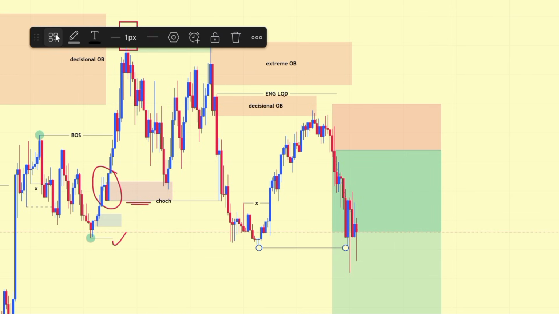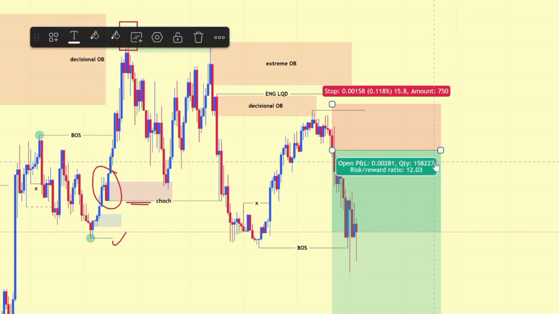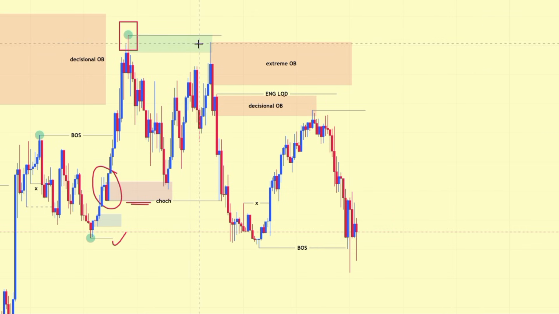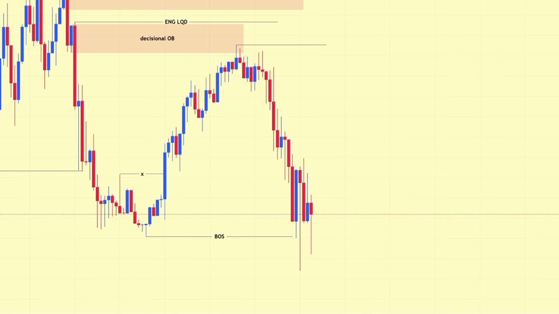What does this mean? This of course becomes a break of structure to the downside, and our high is none other than this one here. So this one here is our higher high, and in this case I will need to mark the inducement. Okay, so right now you can clearly see that price has already taken out the inducement here, because this one here was the major inducement and price has already taken that out.